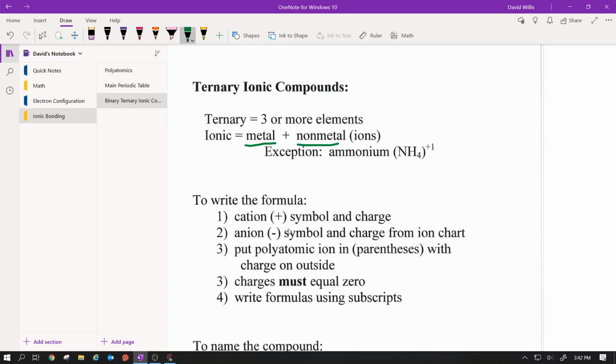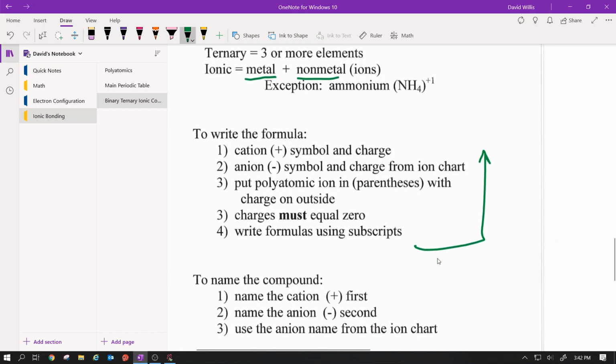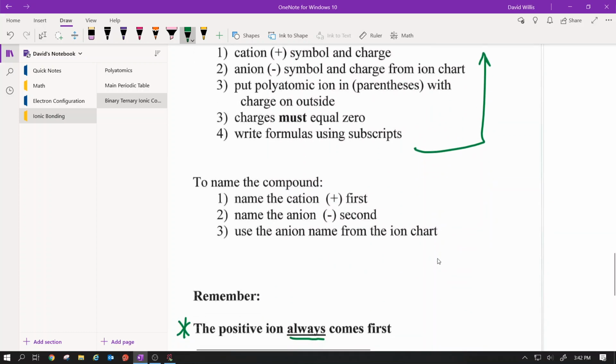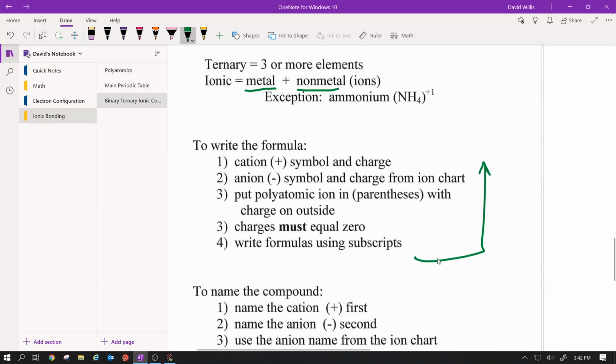Again, we're going to write the cation symbol, the anion symbol. If there's a polyatomic ion, we're going to put it in parentheses. The charge must equal 0, and we'll write the formula using the subscripts, just as we did above. And to name the compound, it's super easy because all you have to do is just write the name. Always put the cation first. The positive ion always comes first. Cation first, anion second, and just use the anion name from the chart.